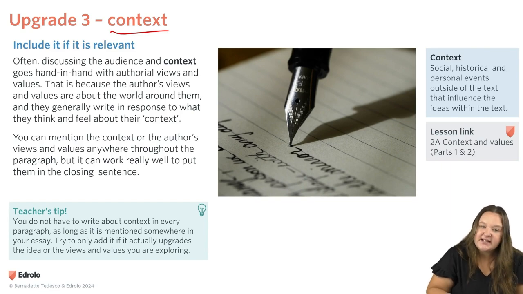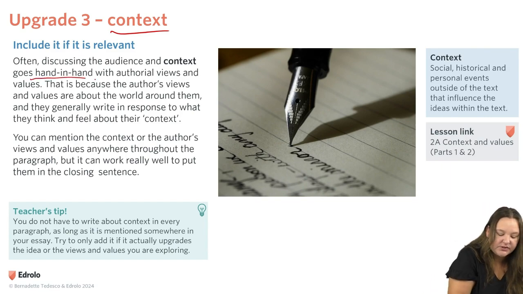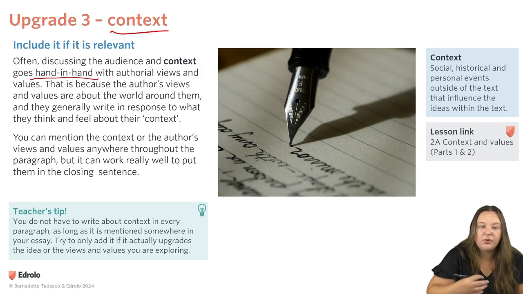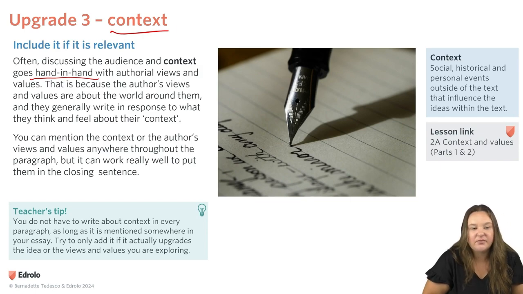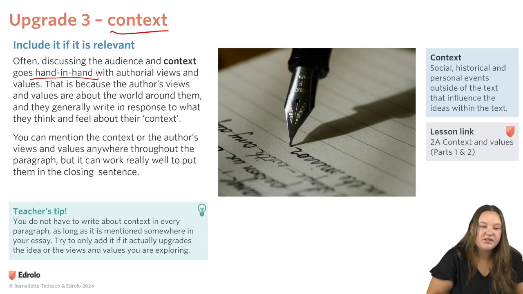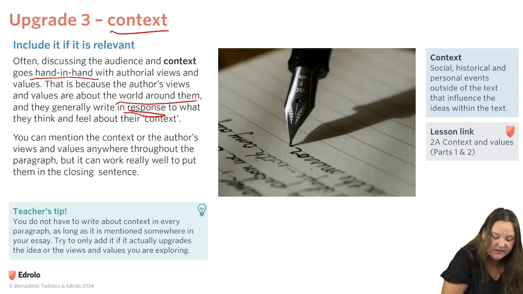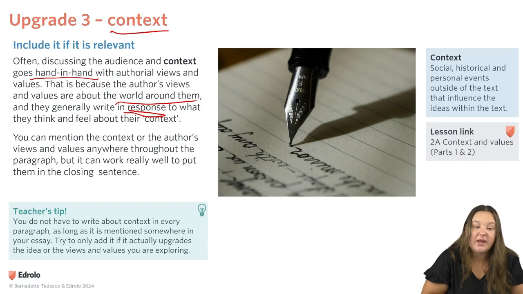It often goes hand in hand with the authorial views and values. If the author is critiquing something about society, then you also need to know about the context of the society she's living in that she's critiquing. So often they are connected. This is because the author's views and values are about the world around them, and they generally write in response to what they think and feel about their lives, about their own personal context.